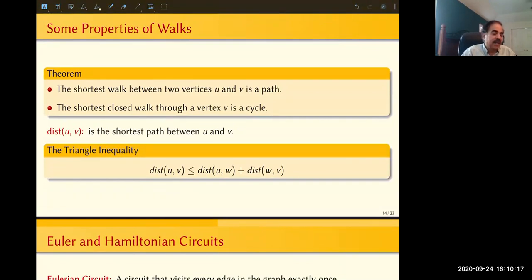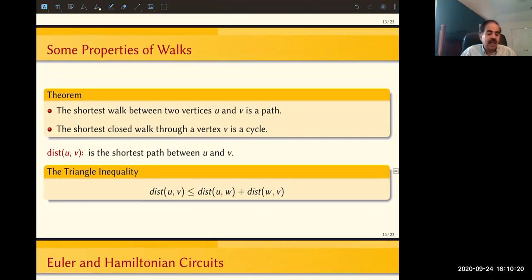We have this triangle inequality, which basically says the shortest path from U to V must be less than or equal to the shortest path from U to W, some intermediate node W, and then W to V. If you go from U to W and then W to V, and you put these two together, it cannot be any shorter than the shortest path between U and V.